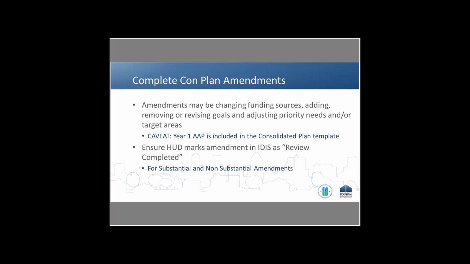And I do just want to make one caveat here. For those of you who started your comp plan in 2017, just remember your year 1 action plan is included in the consolidated plan template. So if you are planning to make an amendment just to your 2017 action plan, you'd be making that amendment as if you were making it to the consolidated plan.